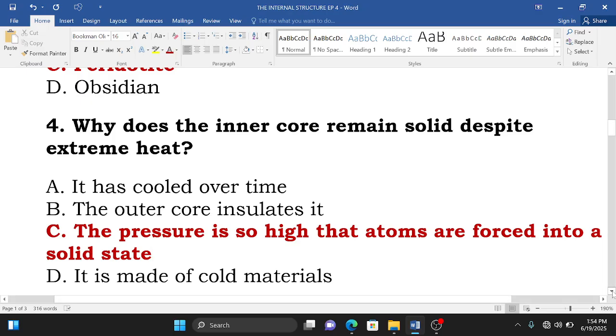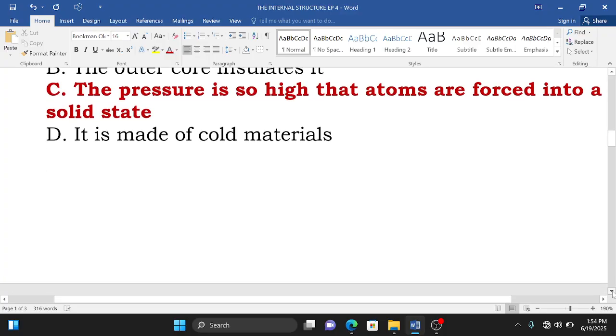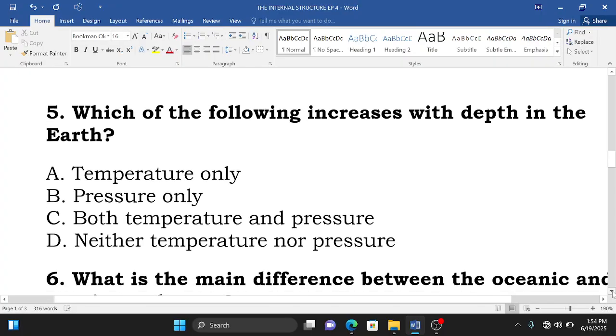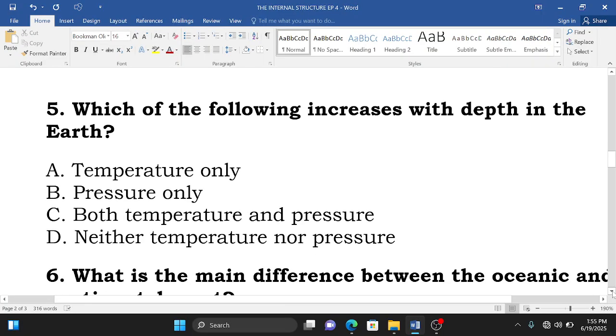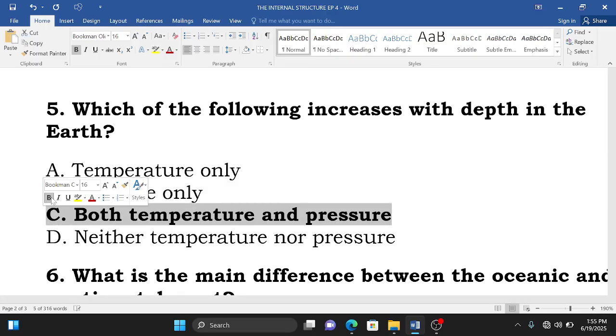We go to question number 5. Which of the following increases with depth in the earth? A, temperature only. B, pressure only. C, both temperature and pressure. D, neither temperature nor pressure. So the correct answer is both temperature and pressure.